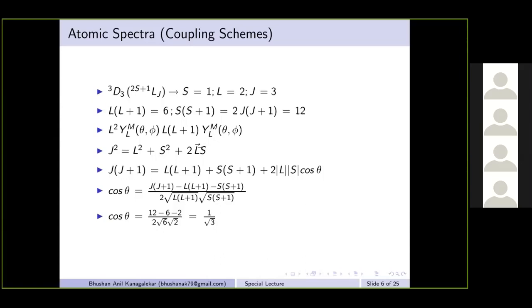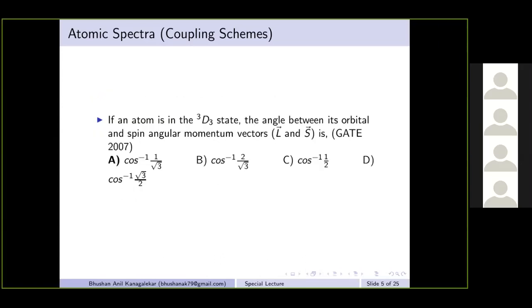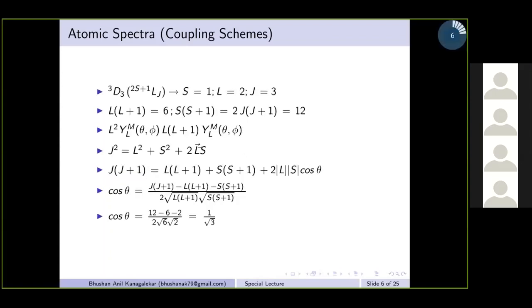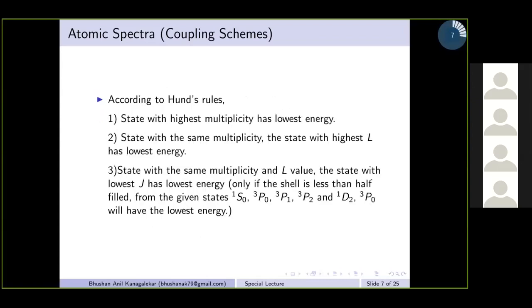So cos theta is 1 over root 3. In my slides, I have marked the correct answer in bold, and here the correct answer is A. So the angle between L and S for the 3D3 state is cos inverse of 1 by root 3. That is the inference from the LS coupling.